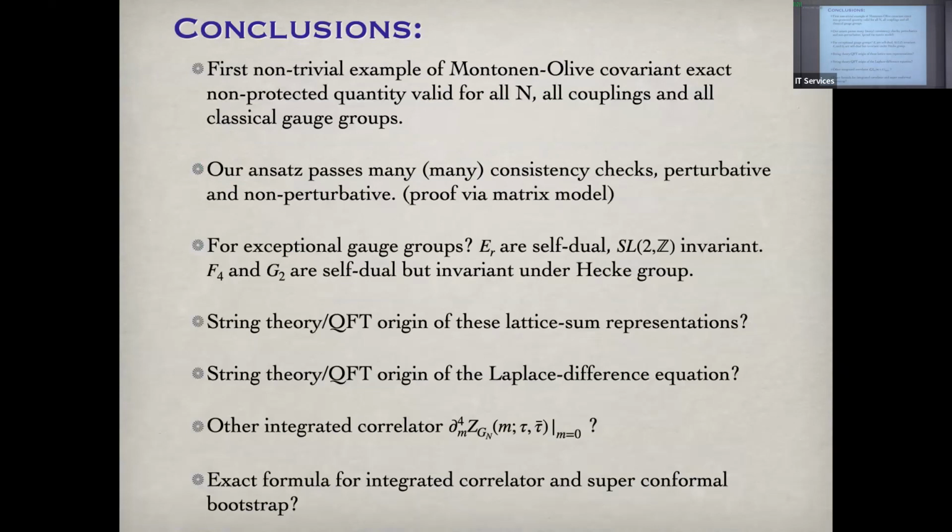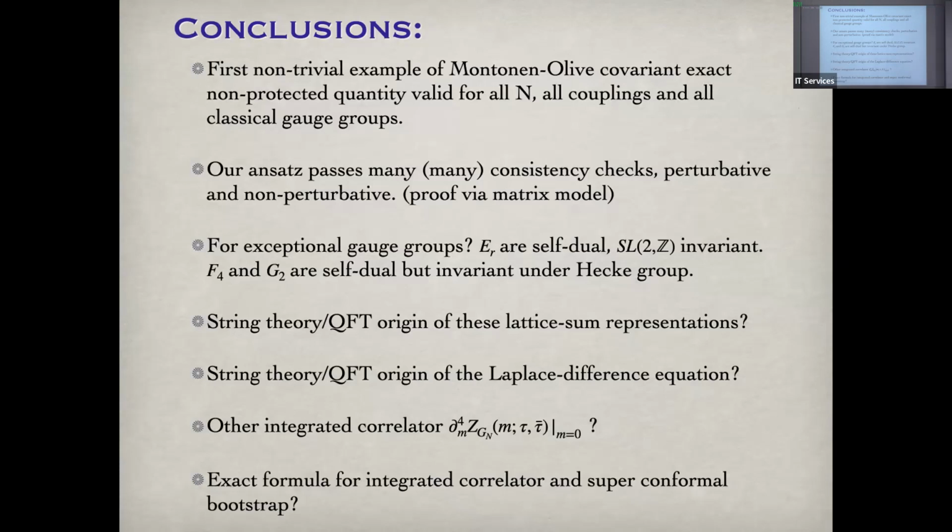Perfect. So let me conclude with some comments and some open questions for which I don't have the answer. These correlators that I presented are a non-trivial example, the first one that I know of, in which it's really a quantity in N equal to 4 super-Yang-Mills which is non-protected. Well, it's protected in the sense that it's coming from supersymmetric localization, but it involves a non-protected quantity. And it's valid for all values of the coupling constant, all values of n, and we found the expression for all classical gauge groups. As I was saying before, how did we actually find it?